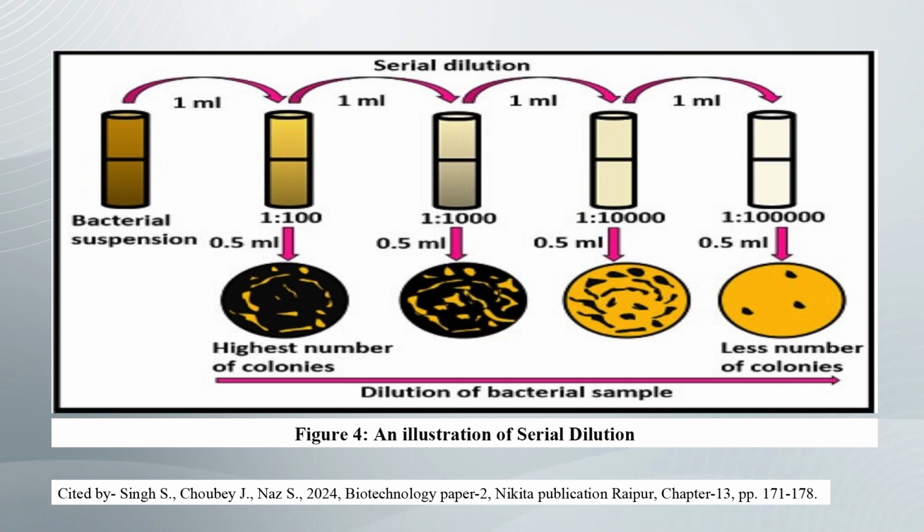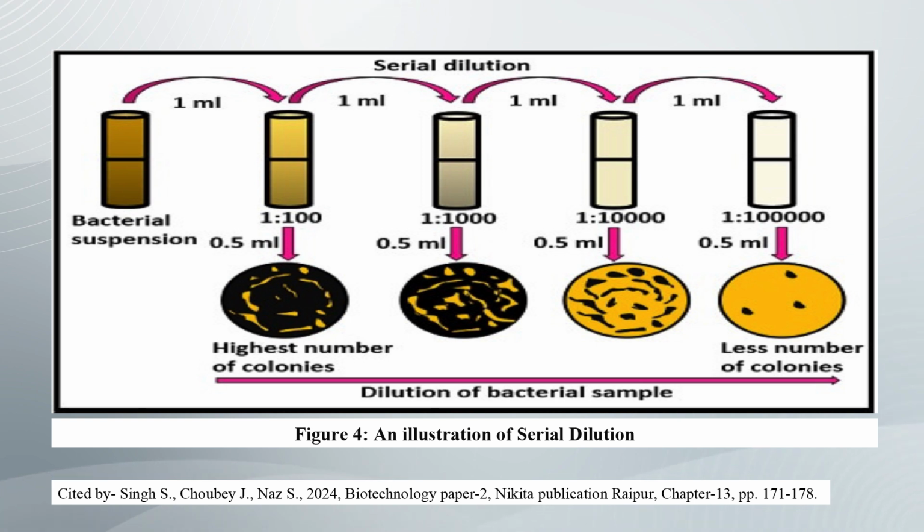This provides an initial dilution of 10 to the power minus 1. The dilution is thoroughly mixed by emptying and filling the pipette several times. The pipette tip is discarded and a new pipette tip is attached to the pipette. Now, 1 ml of the mixture is taken from the 10 to the power minus 1 dilution and is imparted into the second tube. The second tube now has a total dilution factor of 10 to the power minus 2.